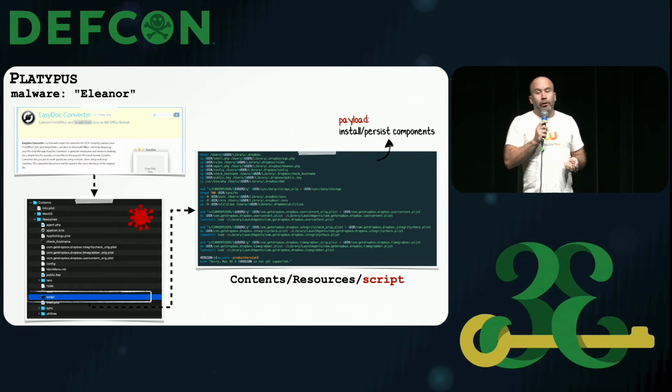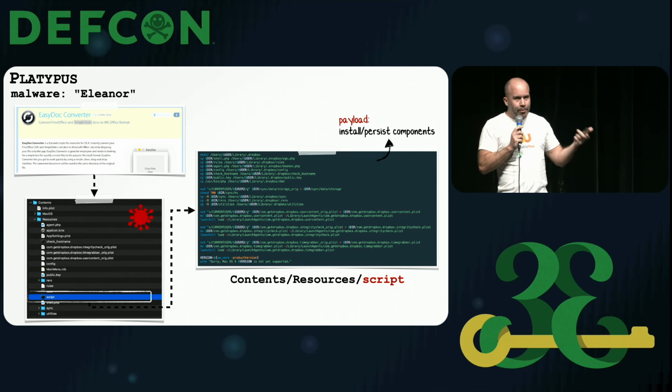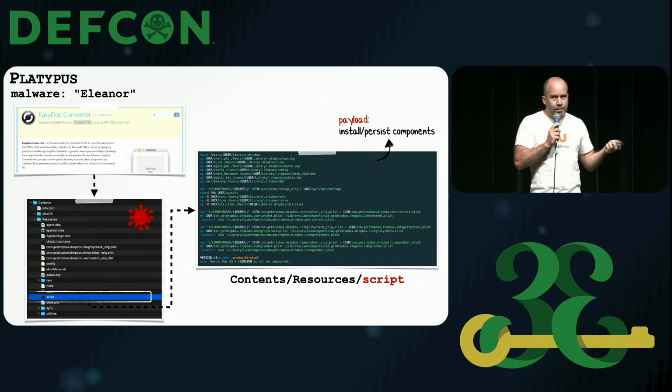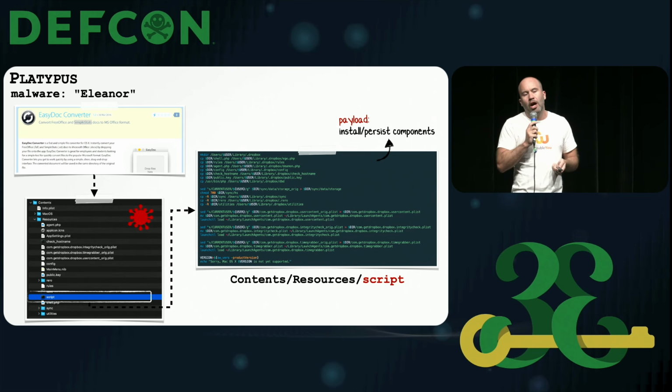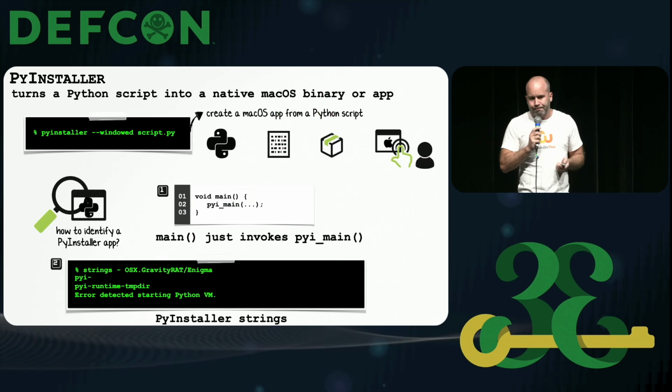Another example of another Platypus application that was malware was Eleanor. Again, same approach. If we look at the resource directory, we see a script called script. And if we open it, again, it's a human-readable script. We can see it contains the installer and persistent logic for the malware. Awesome. Again, pretty trivial, right?